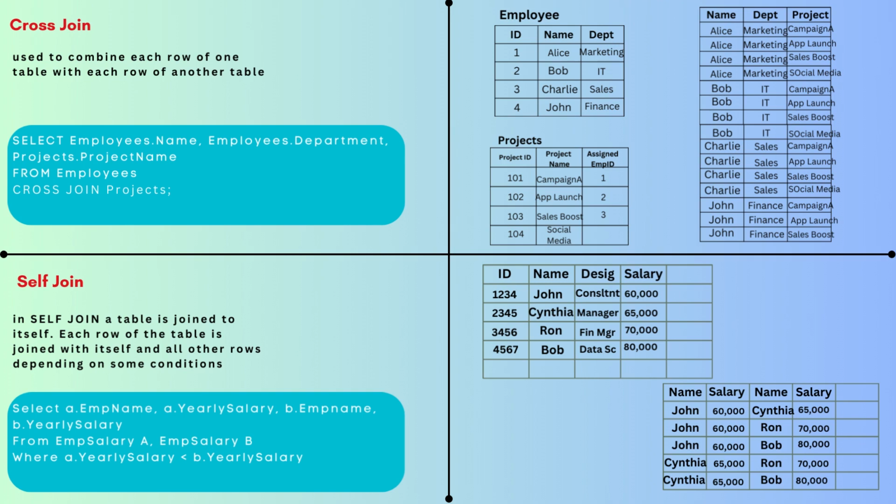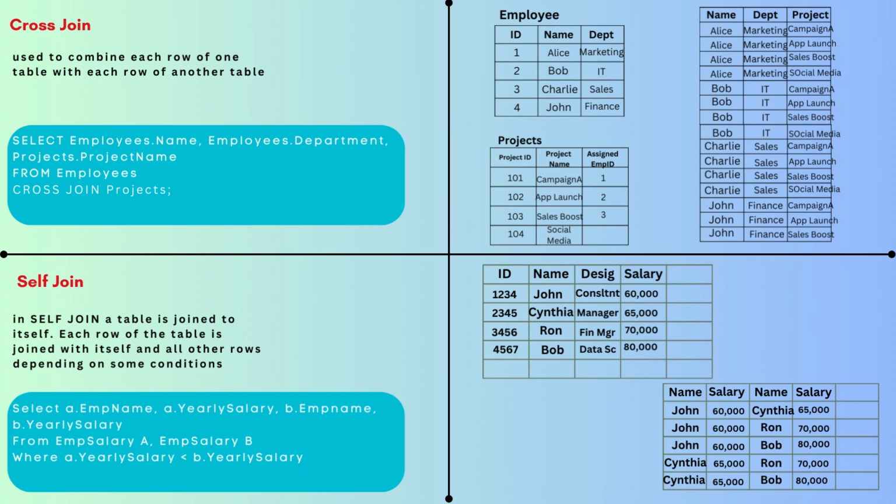So based on that assumption, I have written the command select A.employee name, A.yearly salary, B.employee name and B.yearly salary from the tables employee A and employee B, where A.yearly salary is less than B.yearly salary. This is where we are defining the condition. When this command is run, the result will show there are 3 people who have more salary than John, who are Cynthia, Ron and Bob. And there are 2 people who have more salary than Cynthia, those are Ron and Bob.